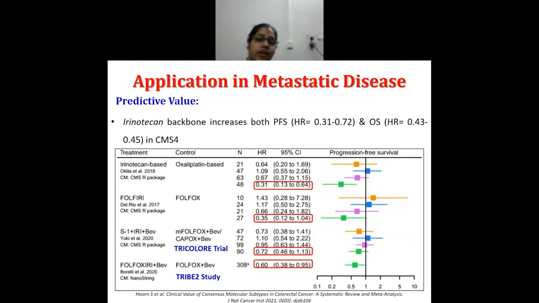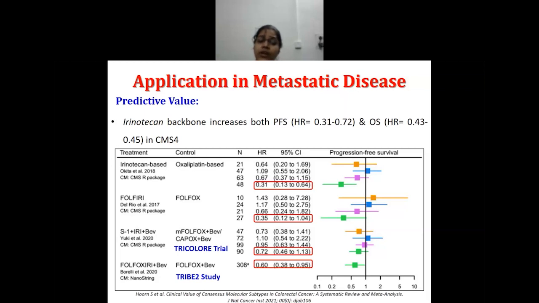Now, coming to the predictive value of molecular classification in metastatic colorectal cancers, as we can see again from the table below, the irinotecan backbone has been found to be associated with increased progression-free survival as well as overall survival in the CMS4 variant, which is represented by the green bar. Two studies which I would like to quote are the TRICOLORE trial conducted in the year 2020 by Yuki et al., in which a better response was noted with S-1 in addition to irinotecan and bevacizumab, which was better in comparison to FOLFOX or CAPOX in addition to bevacizumab.